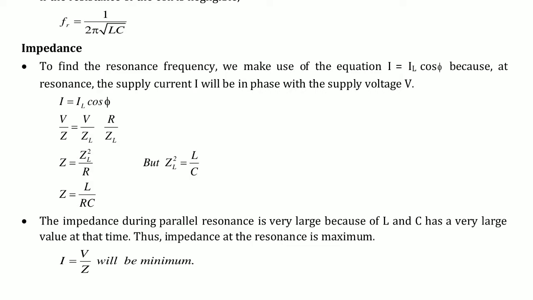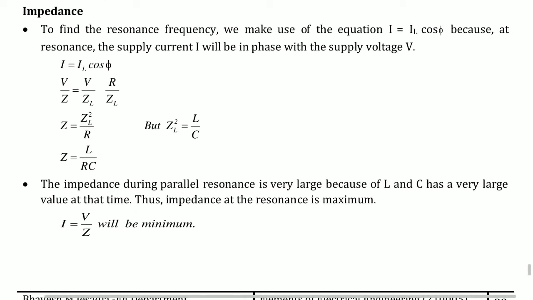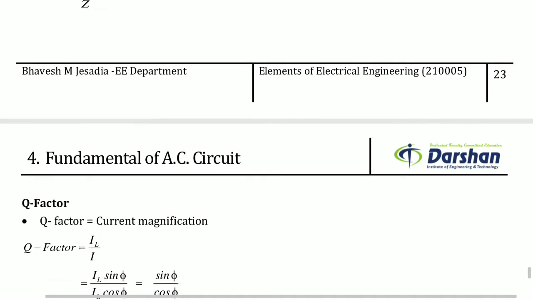So whenever the impedance is maximum, immediately the current will be minimum. How is it? I is equal to V by Z. Z is maximum and it is in the denominator, so we get current is minimum. Z is maximum, current will be minimum.